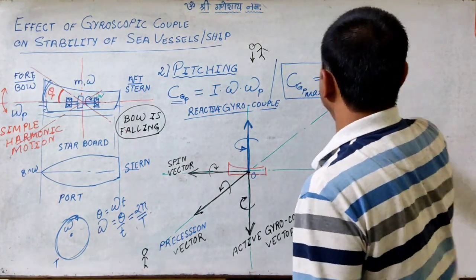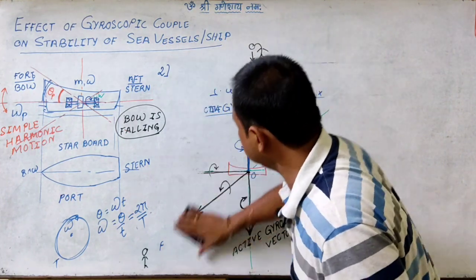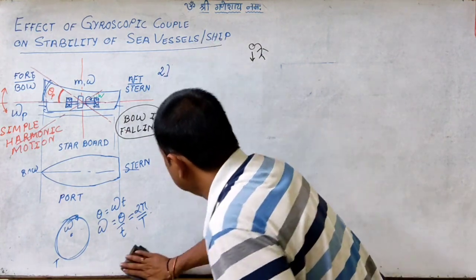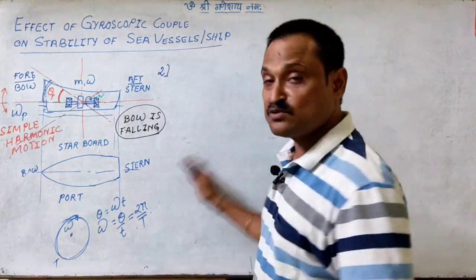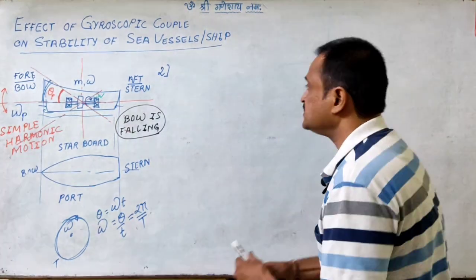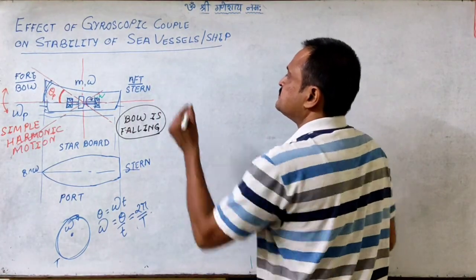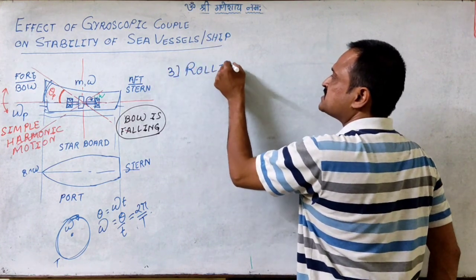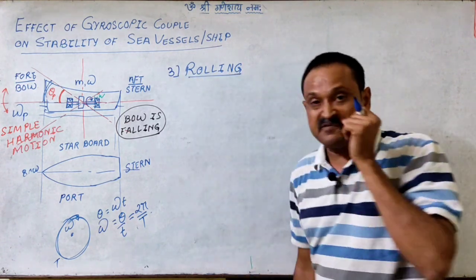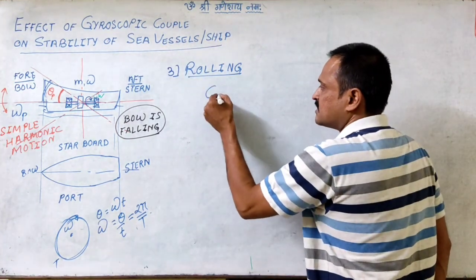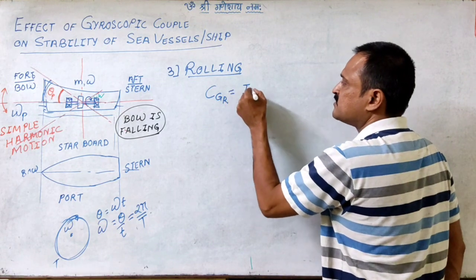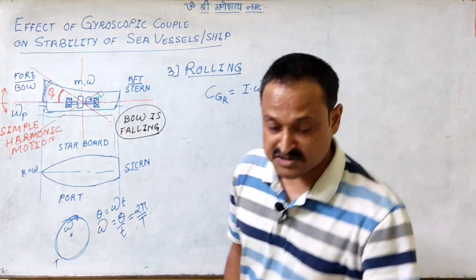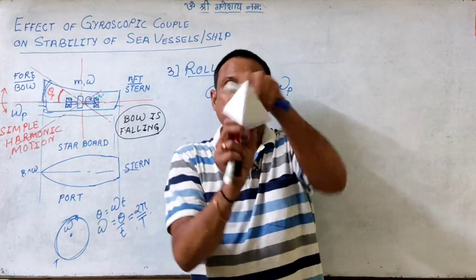So the third condition now is the rolling condition. If we see the rolling condition, it is definitely never going to affect the stability as such. The third condition is called the rolling condition. So for rolling, if I want to determine the gyroscopic couple, it will be I omega p, where again omega p is the precession velocity, the precession velocity of rolling.